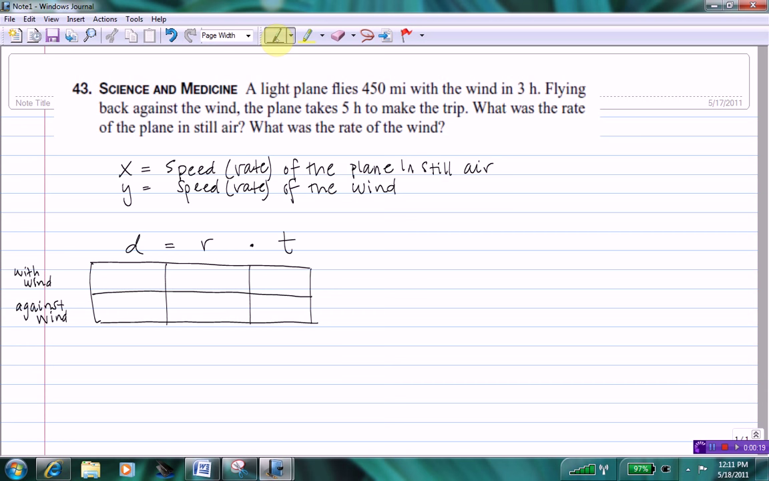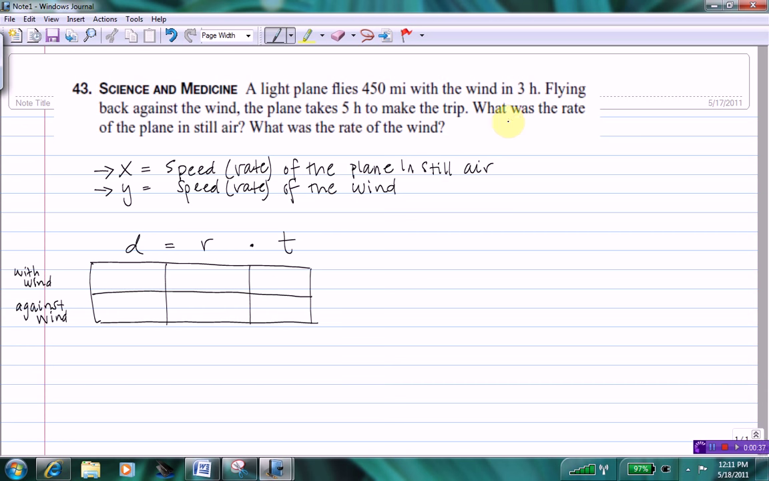Now, the first step of completing any word problem is stating the variable and the unknowns that they represent. So notice here how I have stated that x will be the speed or the rate of the plane in still air, and then let's let y equal the speed or the rate of the wind.